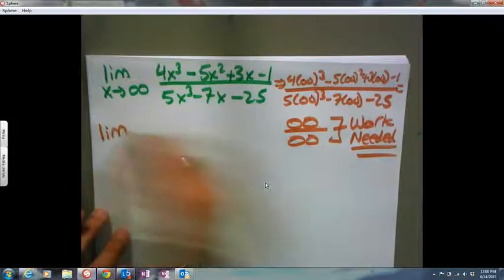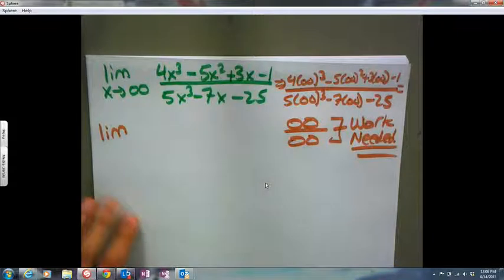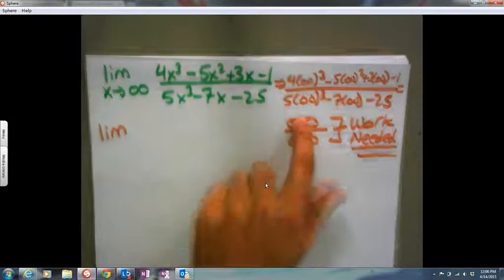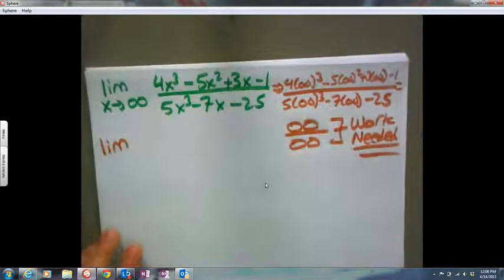It will not always be this. In fact, we'll see some examples a little later in class where it will not be infinity over infinity, which is why I think it's crucial to do that plug-in step.